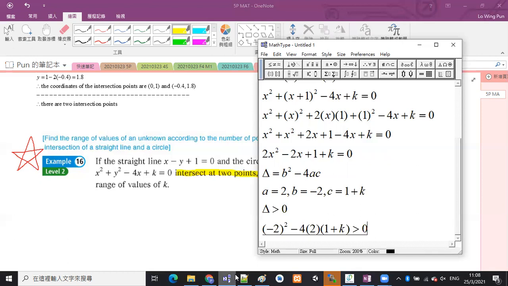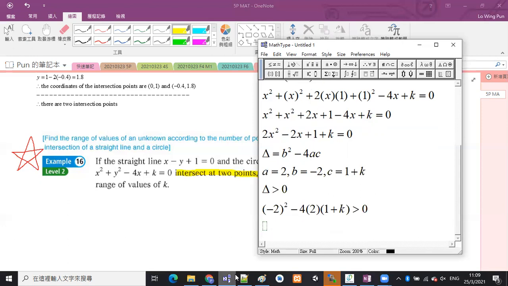All right? The question asks us to find the range of values of K. Means that the answer of this question should be an inequality involving the unknown K. Okay, so after a few steps, we will find the range of values of K from this inequality. So -2 bracket square is 4, and then minus 4 times 2 is 8, and then bracket 1 plus K is still larger than 0.